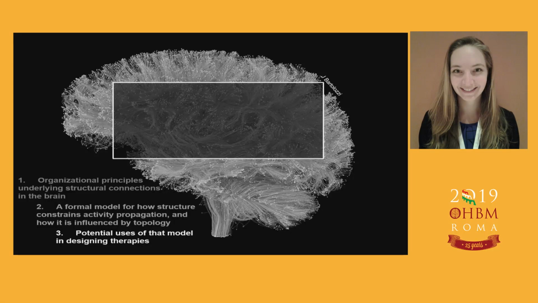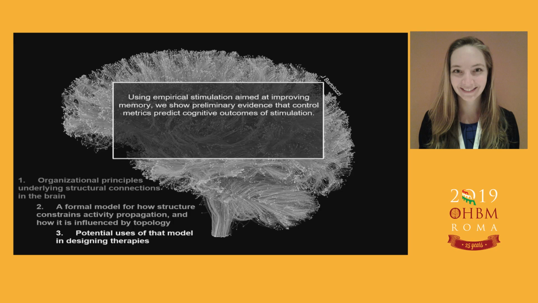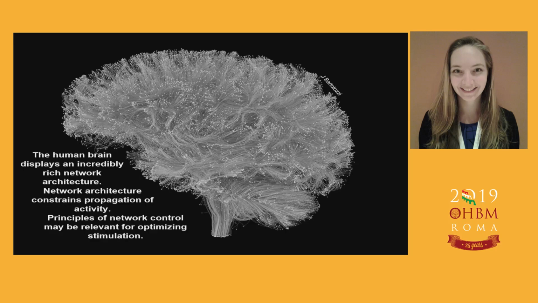Okay, so in summary, we use some empirical stimulation aimed at improving memory to show some preliminary evidence that these metrics could predict cognitive outcomes. And we talked about an optimal control model that incorporates the current cognitive state as well as the white matter architecture that could potentially tell us about the efficacy of a given stimulation paradigm. Formatting on this one's weird too, but very broad summary of what I talked about, the work in our lab, trying to quantify the incredibly rich network architecture of the brain. I then talked about a specific model for how that architecture constrains the propagation of activity, and the first steps toward applying network control for optimizing stimulation.